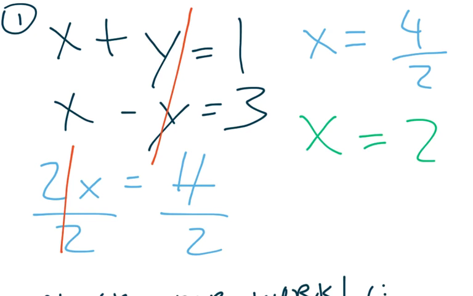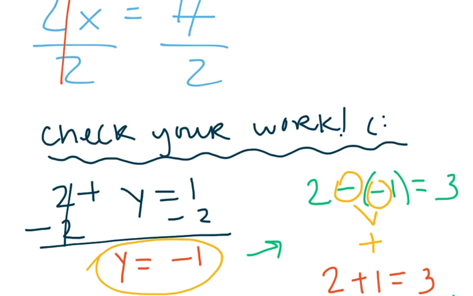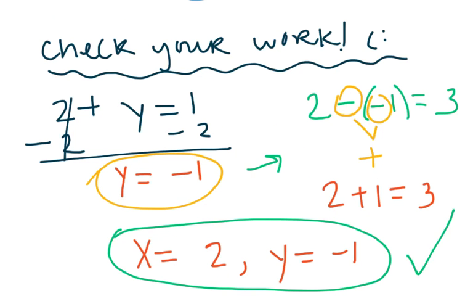And then to check your work, you're going to plug the 2 into the first equation, which is x plus y equals 1, so it will end up being 2 plus y equals 1. Then you subtract 2 from both sides, and you end up with y equals negative 1. And then you plug both numbers into the second equation, which is x minus y, so you end up with 2 minus negative 1 equals 3. But due to the double negative, it will end up being positive, which ends up with 2 plus 1 equals 3. With the end result being x equals 2 and y equals negative 1.